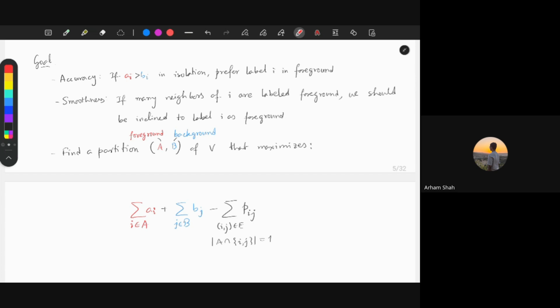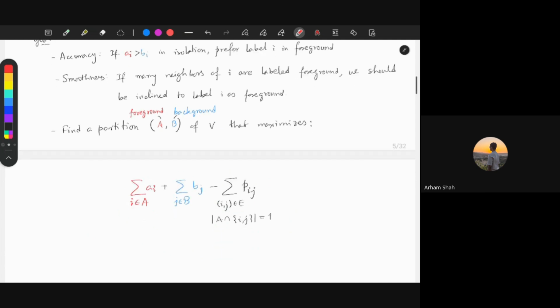And the main problem is to find a partition of the subsets of the vertices so that I can maximize this. This is the sum of the foreground values, the sum of the background values, and this is the penalty. This A intersection {i, j} means that one of i and j belongs to A, and the other one belongs to B.